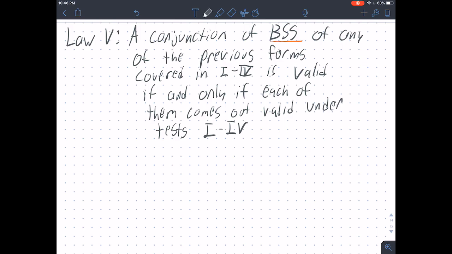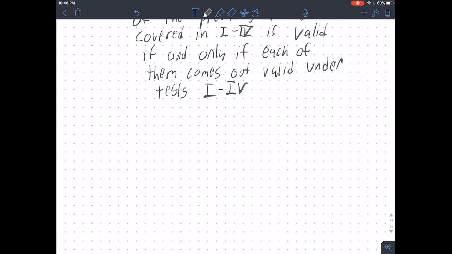Okay, so the last law is really simple. It's that a conjunction of Boolean statement schemata of any of the previous forms covered in 1 through 4 is valid if and only if each of them comes out valid under tests 1 through 4. So if we had, say, this one, wait.